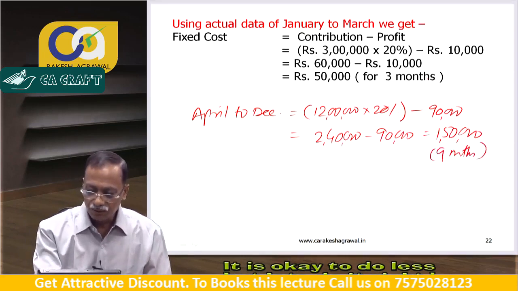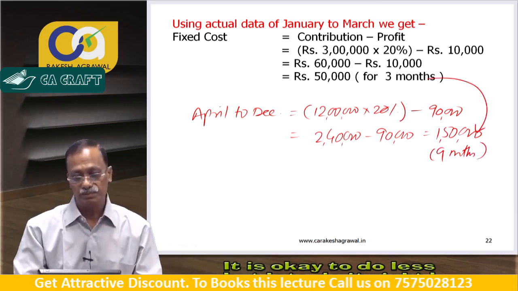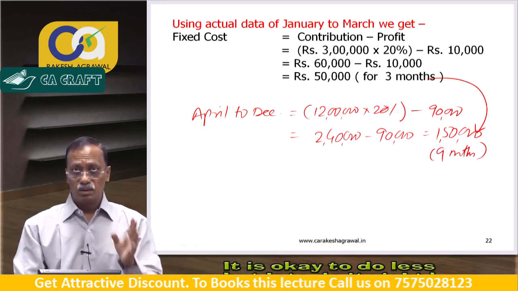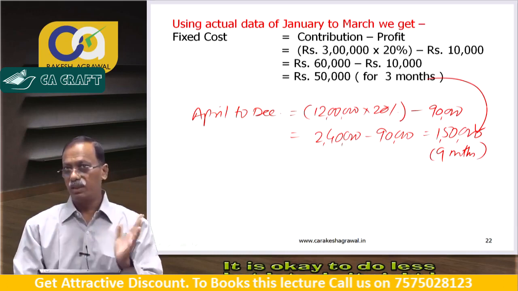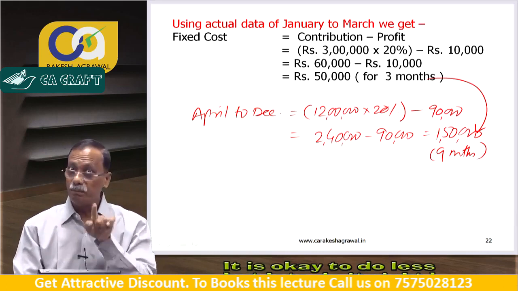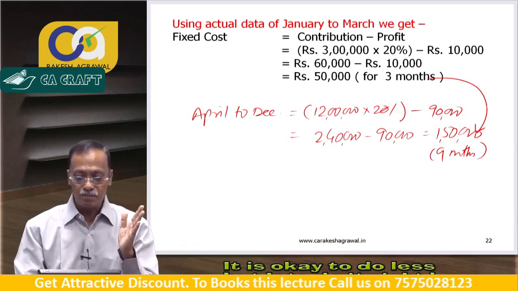See, this is 3 months fixed cost, this is 9 months fixed cost. 9 months fixed cost has to be 3 times of 3 months. Are you getting it? And that is why the important sentence is: fixed cost is a period cost. It varies depending upon the period but not as per the production. It changes with change in time period.